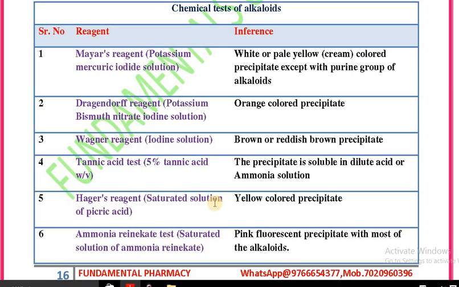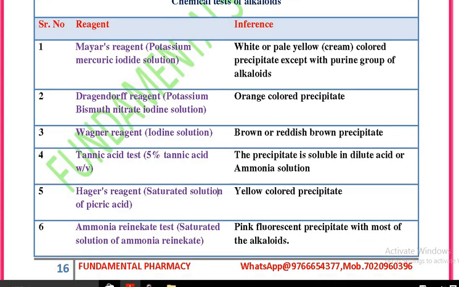Okay. Next one is Hager's reagent, a saturated solution of picric acid. It will give a yellow colored precipitate. Next one is the ammonium reineckate test, that is a saturated solution of ammonium reineckate. It will give a pink fluorescent precipitate with most of the alkaloids. Okay, so these are some tests.